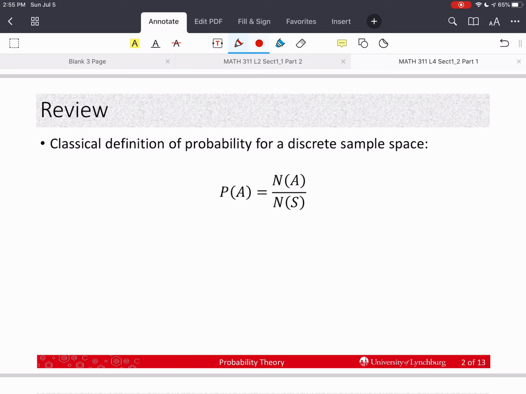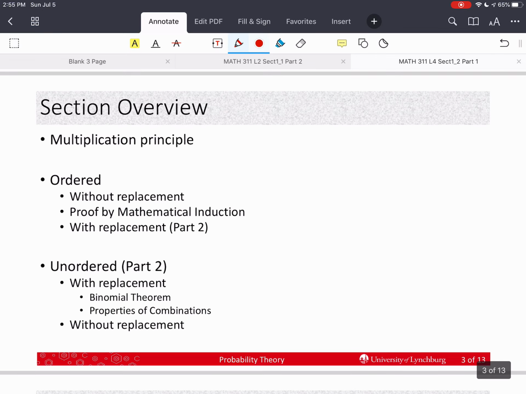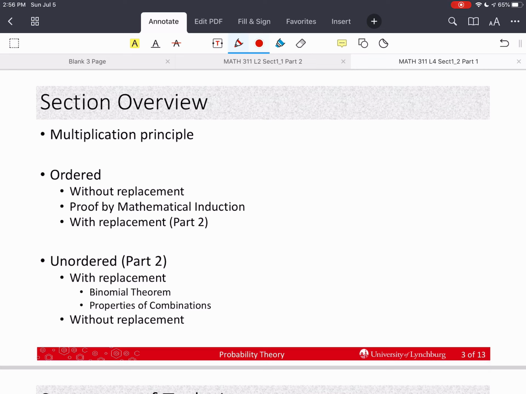So the only thing I'm going to review this time is our classical definition of probability for a finite discrete sample space. And this is our motivation. We have to count the number of outcomes in A, number of outcomes in S, so it's all about counting. And we need to come up with some very sophisticated and clean and easy, you might call them shortcuts, for counting complex situations. So everything that we're going to do is based on this multiplication principle, which I'm about to go over.